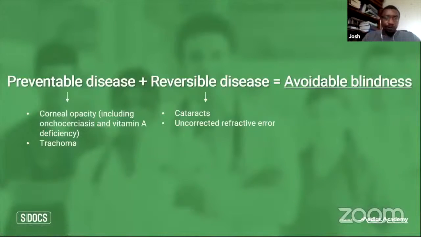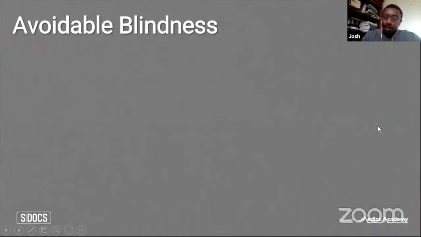So with this concept of preventable disease and reversible disease, you can start to build a picture of avoidable blindness, blindness that is quite easy to, or should be theoretically easy to, intervene and prevent and or treat. And yet there's a massive proportion of blindness worldwide that is avoidable. So really important concepts in global health ophthalmology: avoidable blindness.